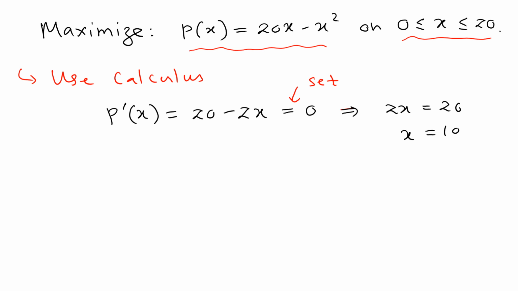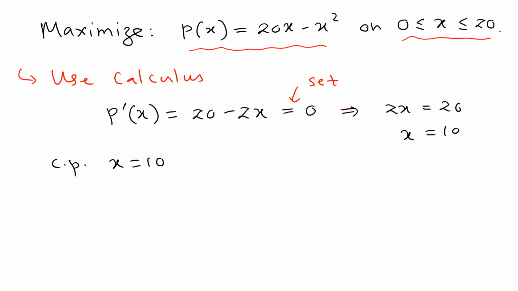So what is x equal 10? That is the critical point. That means the maximum or minimum should happen at this point. Now what we do, we're going to evaluate the function at the critical point. This is just a candidate.